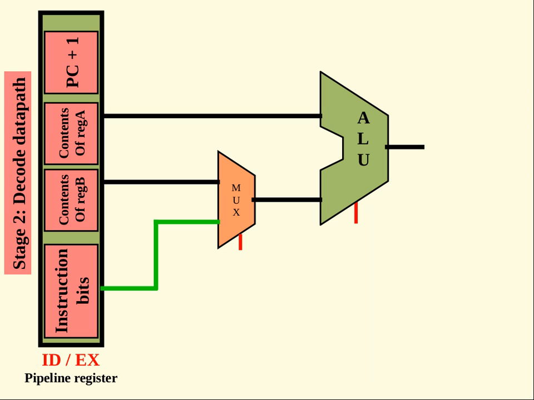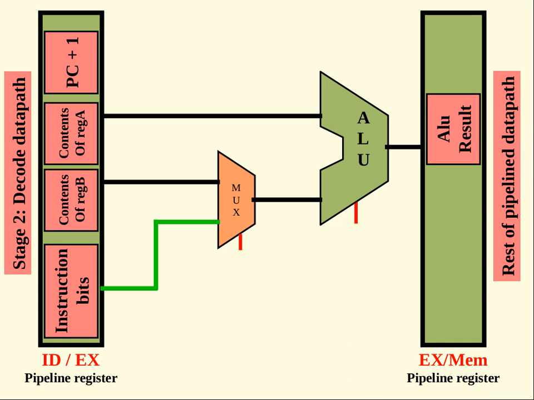What if register B had nothing? That's true. What if the instruction wanted to use the offset field of the instruction bits? And you would want to ignore register B. Yes. All right.